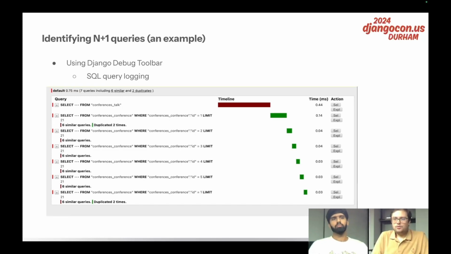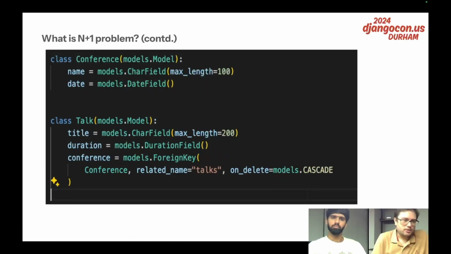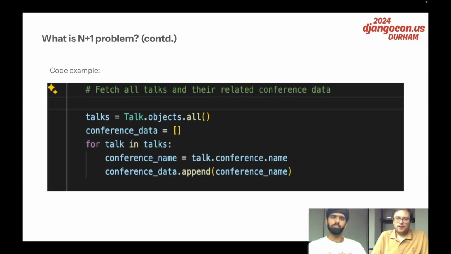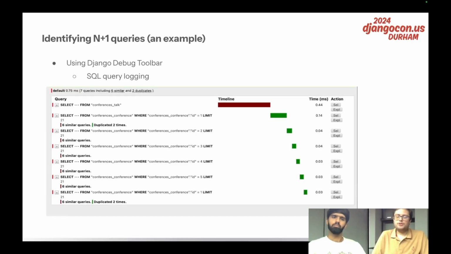Okay, now let's dive into identifying the problem. I'll use the same example that Ahtasham showed earlier with new Django models. Yeah, thank you, Ahtasham. So this is the previous slide that Ahtasham explained. In this, there are two models, conference and talk, which have a foreign key relationship between them. Now let's assume we have 6 records in the talk database table.